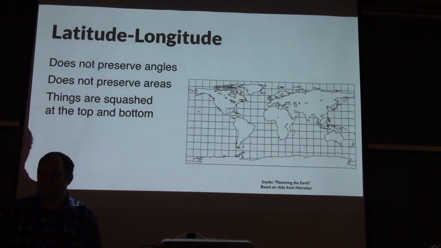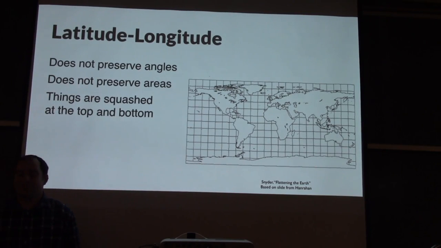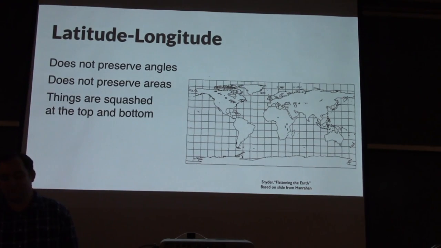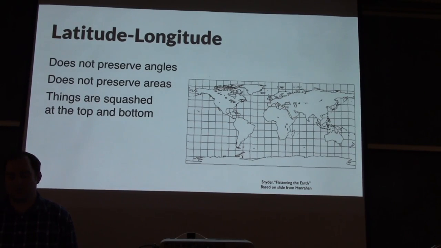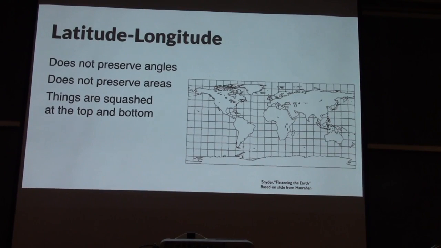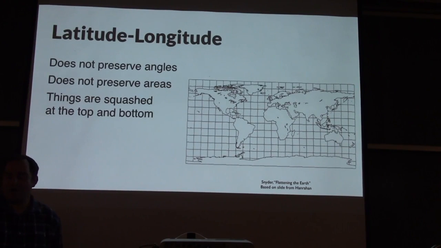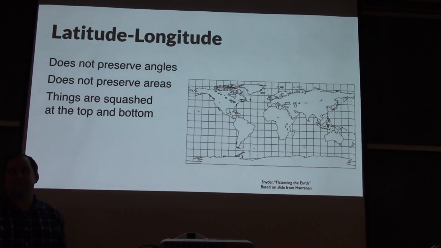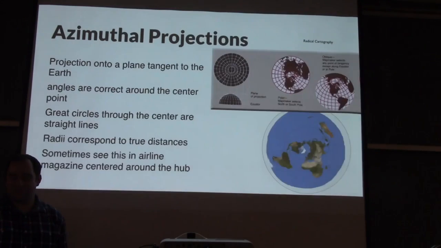You can also simply plot latitude, longitude, which does not preserve the angles, it does not preserve the areas, and it's also squashed at the top and the bottom. So this also looks quite unfamiliar. Greenland looks very, very wide, but not very high. So that's also not a great approach for projection.